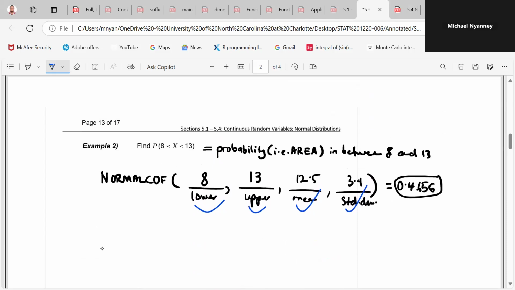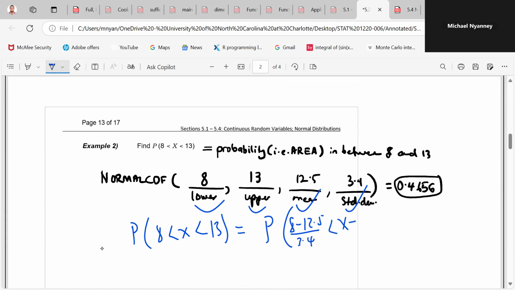You can also change this. In case you want to convert it to Z, then the probability of 8 less than S less than 13 implies the probability that you pick 8 and subtract the mean from it, that is 12.5, and divide by the standard deviation of 3.4, is less than S minus 12.5 all over the standard deviation, which is 3.4. Then this is less than what?